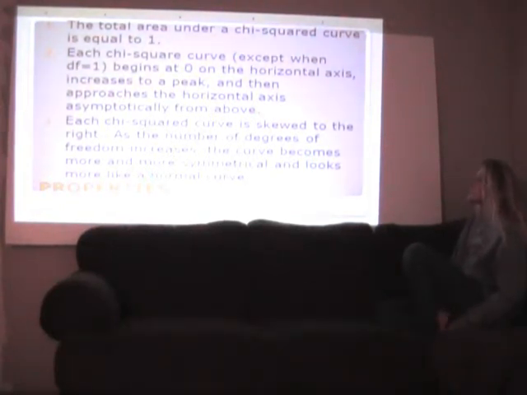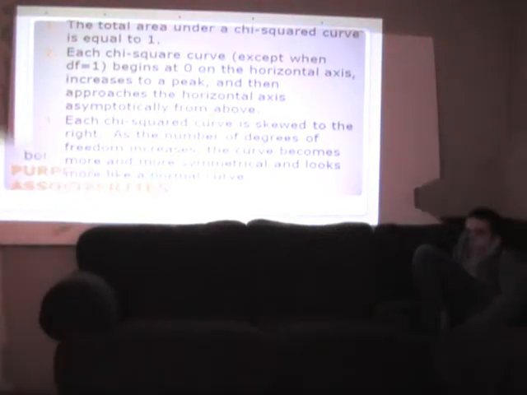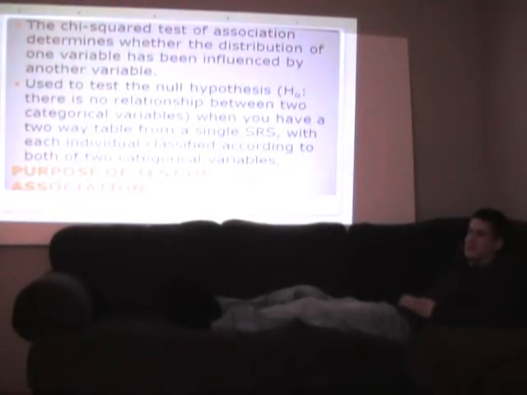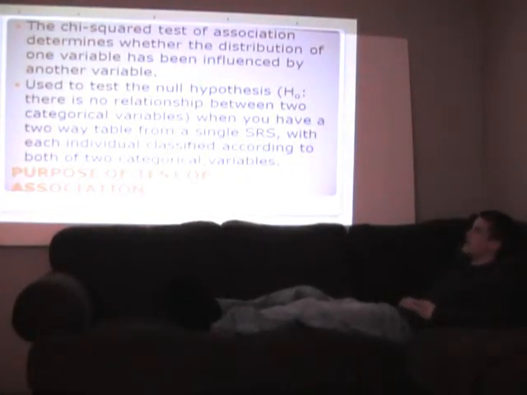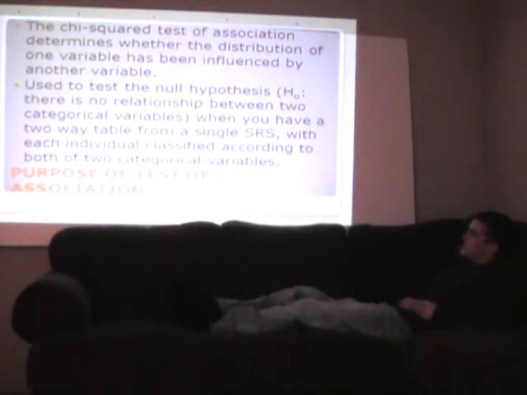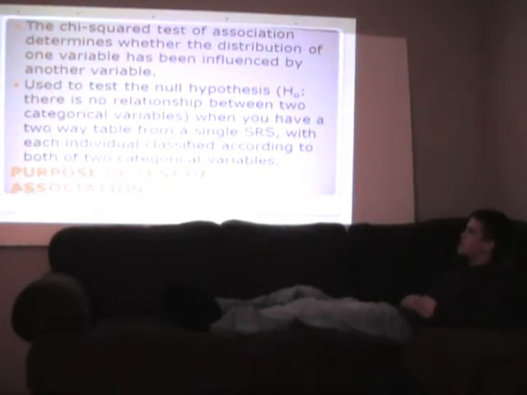As the number of degrees of freedom increases, the curve becomes more and more symmetrical and looks more like a normal curve. I bet you're begging to know the purpose of this test. Primarily, the chi-squared test of association is used to determine whether the distribution of one variable has been influenced by another. It's also used to test the null hypothesis when you have a two-way table from a single SRS with each individual classified according to both of the two categorical variables.